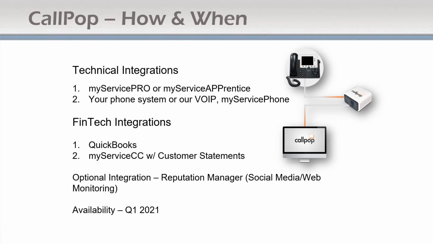On the fintech side, in order to have the financial information come over, you need to have your QuickBooks integrated, and you have to have myService CC with customer statements, which I know most of you already have. Well, not the customer statements part, that's new, but you have myService CC. But we will convert it over if you have Cayenne now or TSYS, which are both, by the way, GPI companies, but we need to get it into the OpenEdge technology. So that's something we're doing right now in terms of preparing the myServicePRO and APPrentice Field Tech and Office features to add customer statements and to change over. So that has to be done.